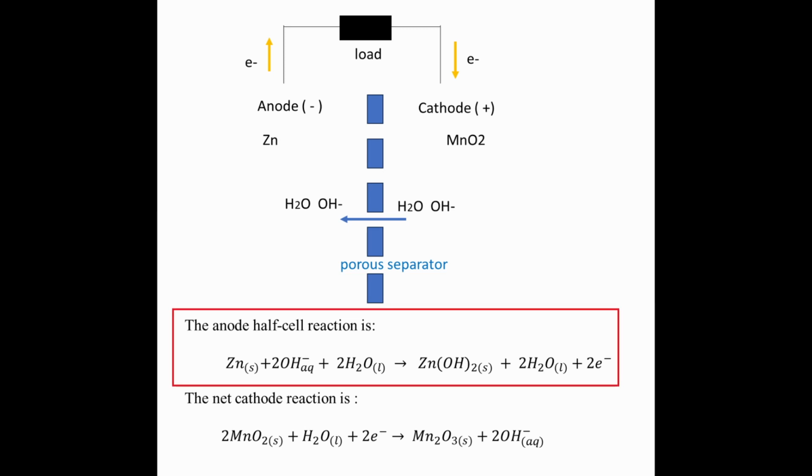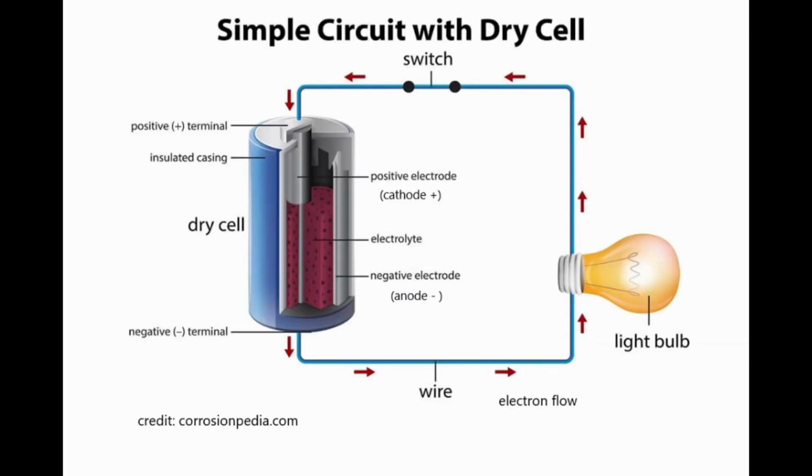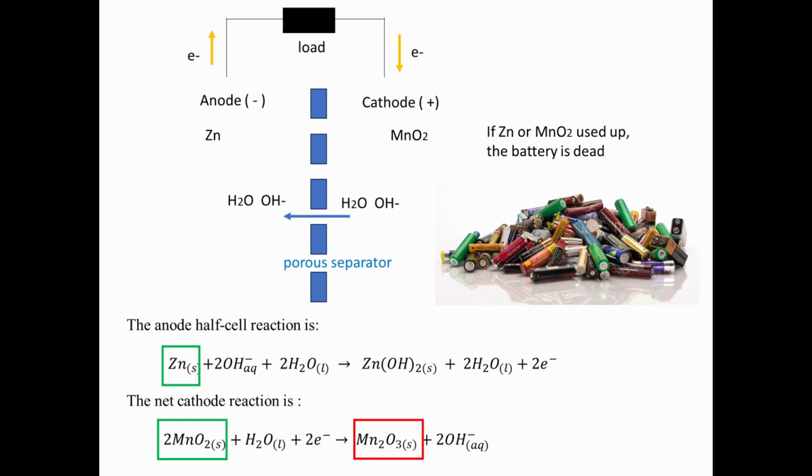The 2 hydroxide ions migrate across the electrolyte with the water molecule to the anode half-cell and start another anode half-cell reaction with the zinc. The reaction continues as long as the circuit is closed and the zinc anode and the manganese dioxide cathode are available to react. Once the zinc is depleted, or most or all of the manganese dioxide is converted to manganese trioxide, the reaction stops and the alkaline battery is dead.